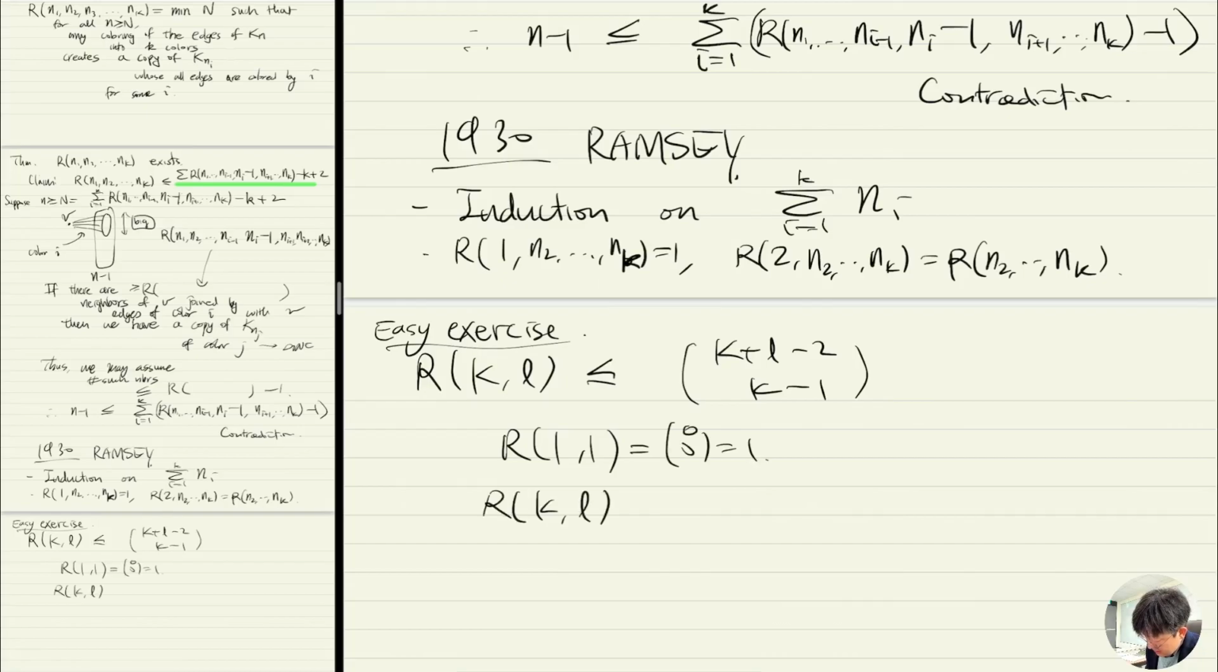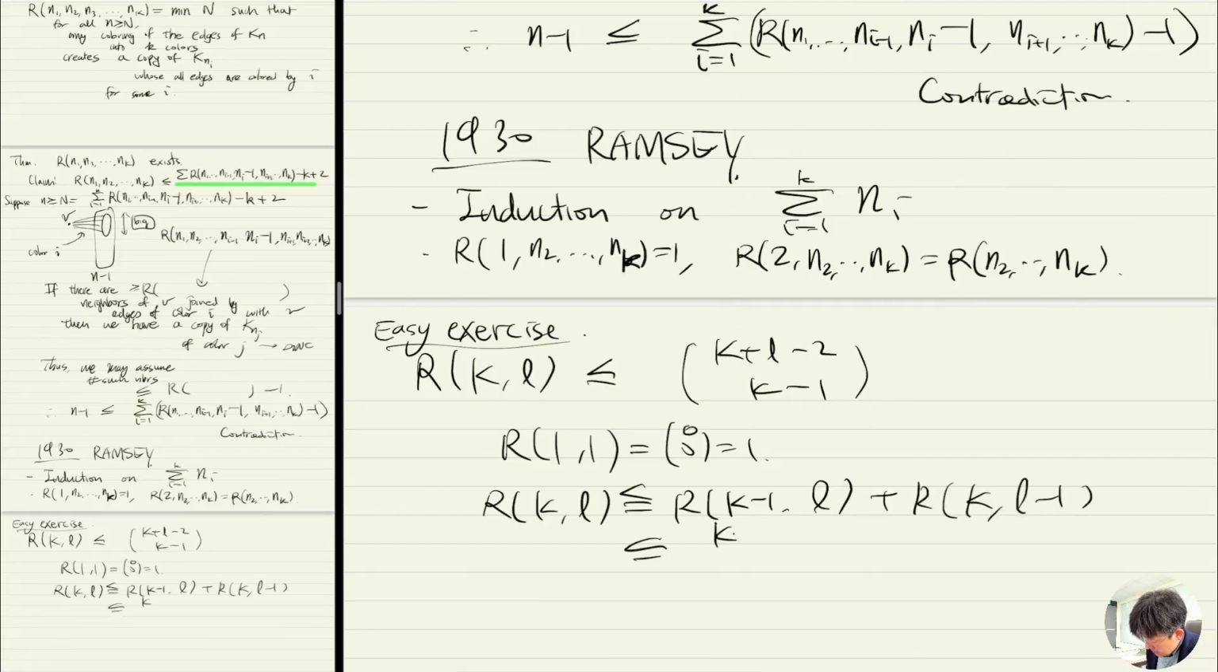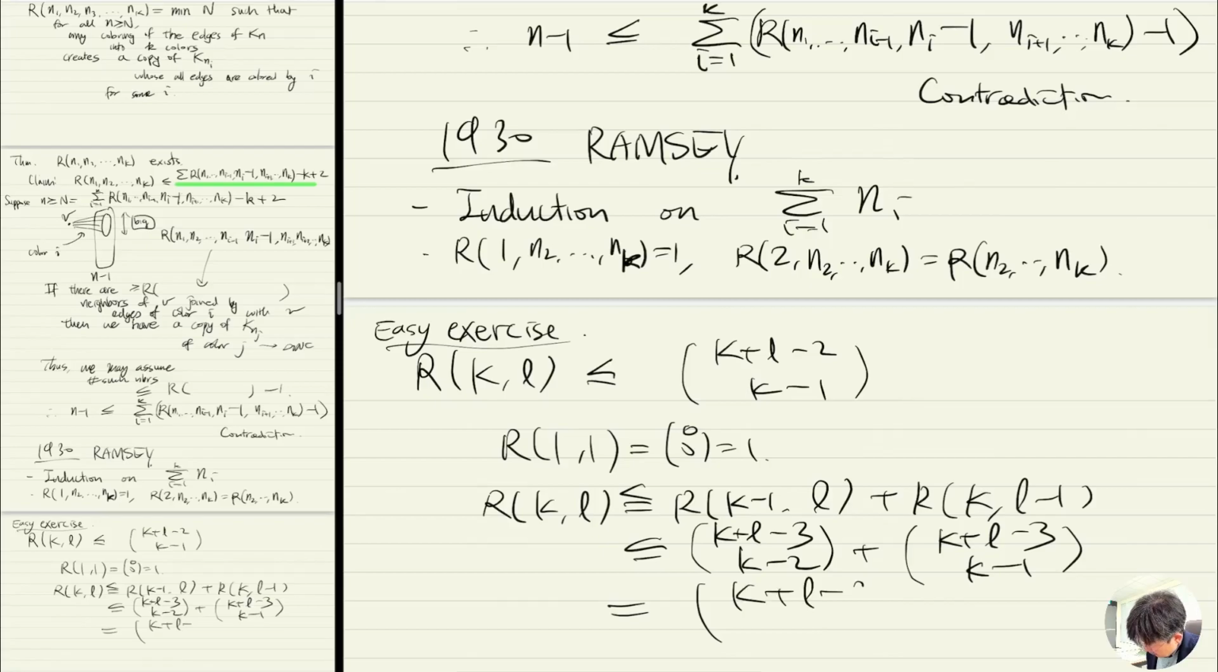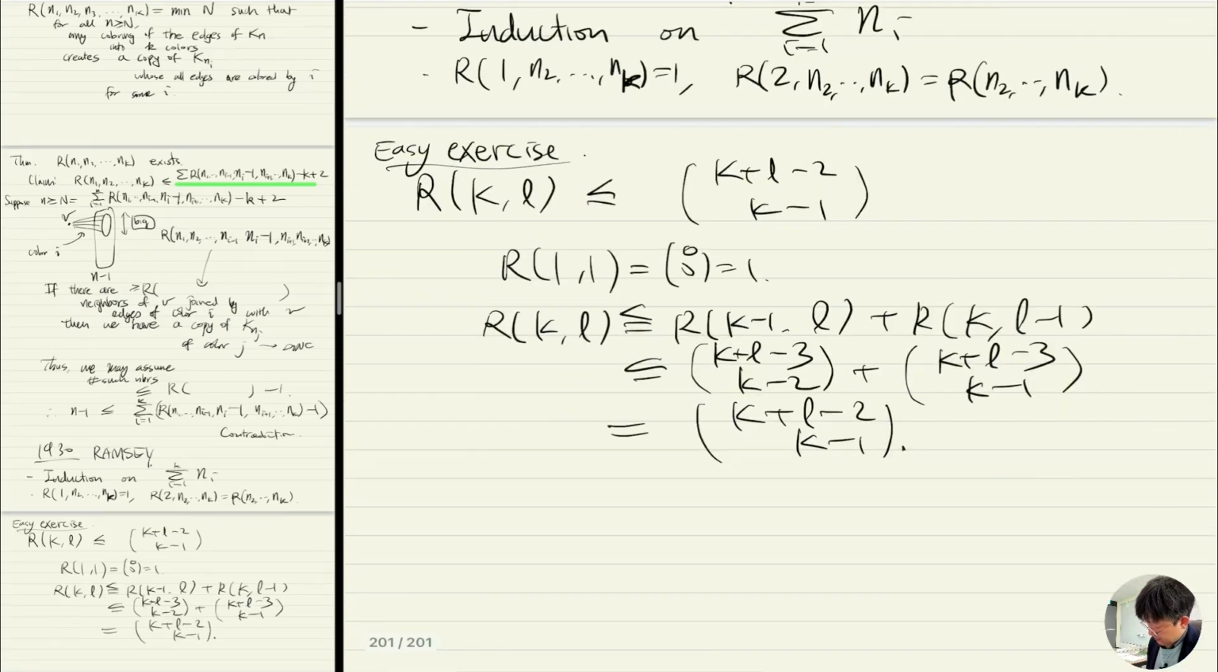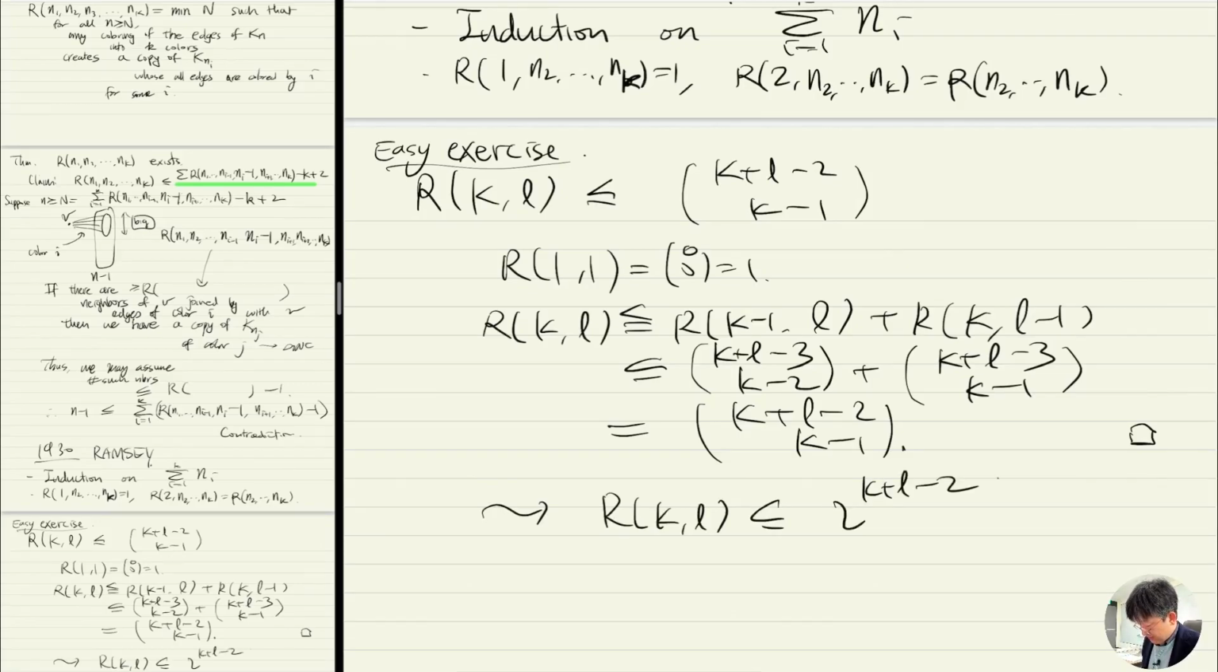Since this is less than or equal to R(k-1, l) plus R(k, l-1), by induction, and by Pascal's formula, we have some bound. So this implies that the Ramsey number R(k, l) is at most binomial(k+l-2, k-1), which is at most 2 to the k+l-2. And we're going to see some bounds on Ramsey numbers later. Okay?